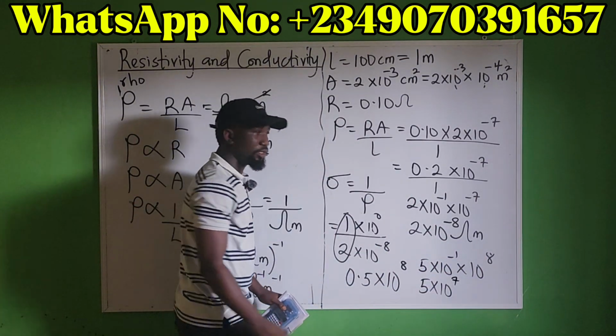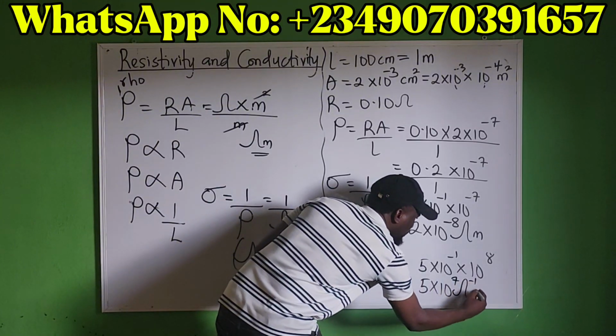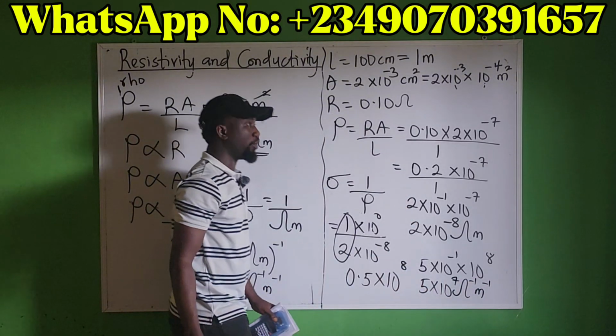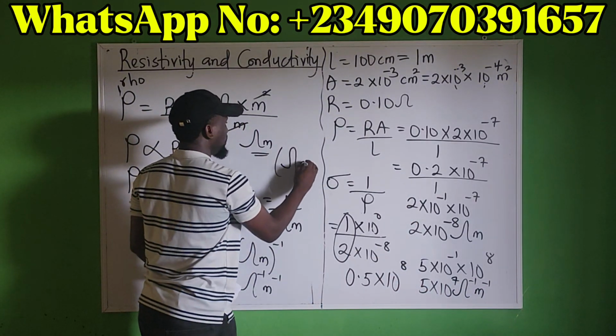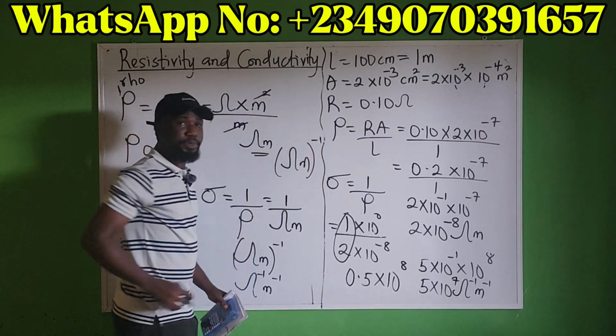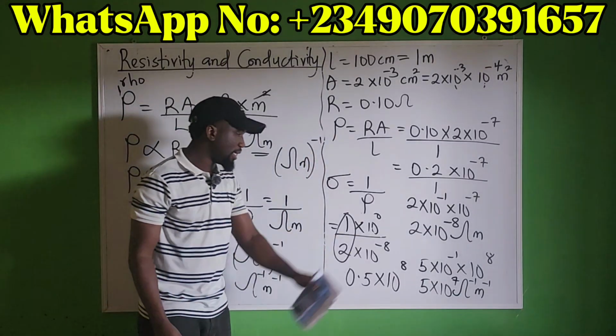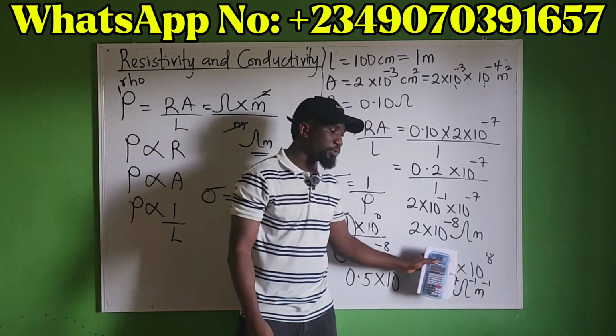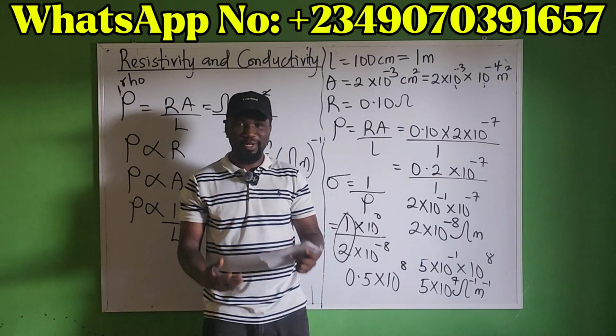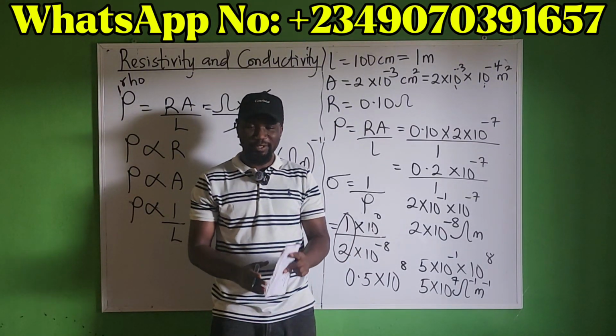So what will be the unit? That's per ohm, per meter. Or you can have it like this. Put ohm meter, then raised by what? Negative 1. So the answer is what? 5 times 10 raised to power 7 per ohm per meter. Do you understand? All right.